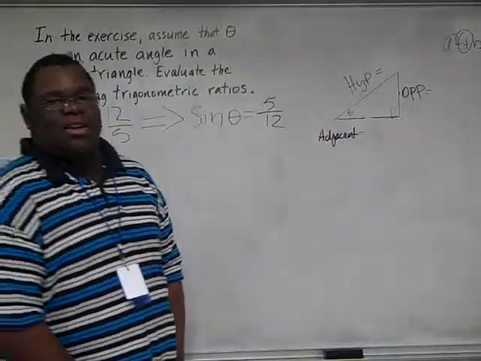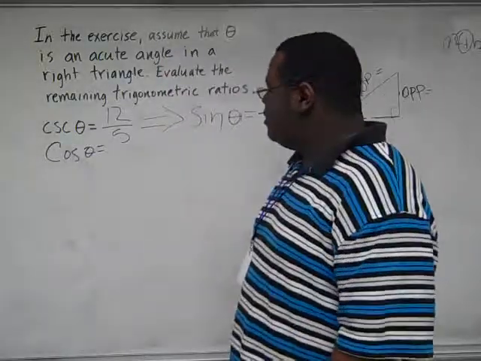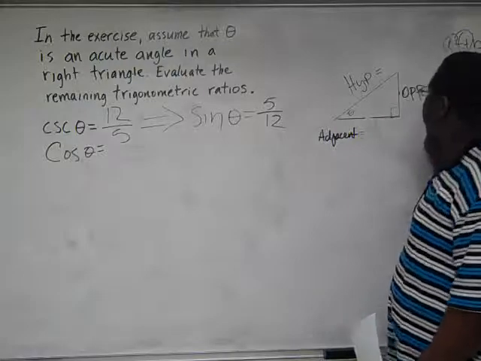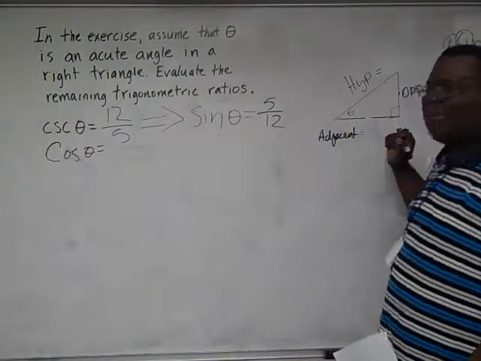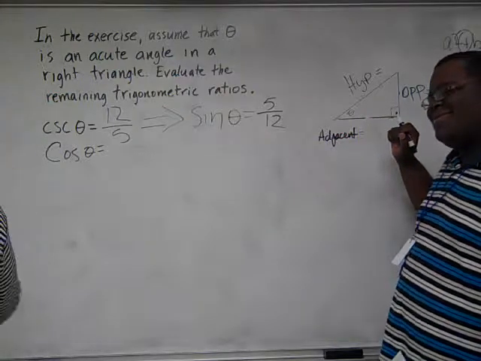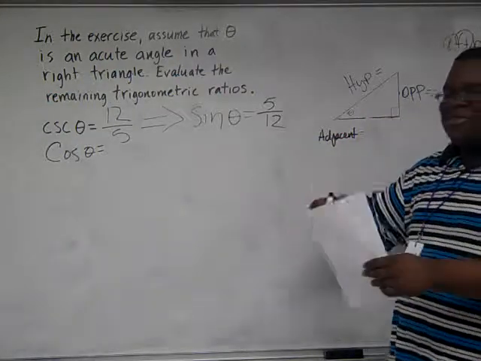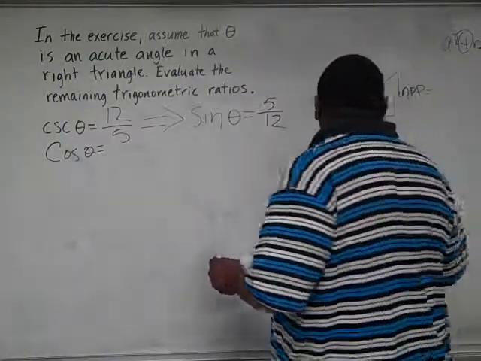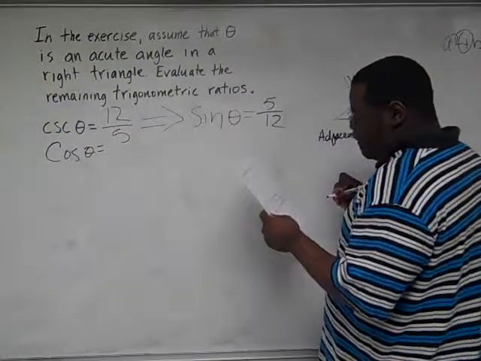Now in order to find our next step, which will be cosine, we have to do our triangle. Can anybody tell me what operation we use? Pythagorean. Pythagorean theorem. Thank you, Miss West.